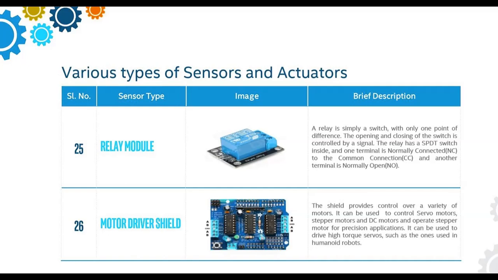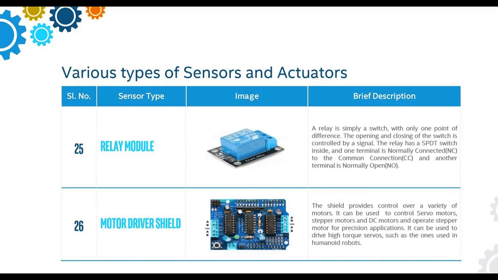We have a motor driver module itself. We can connect two to three motors, or two to four motors, by using this particular motor driver IC. The shield provides control over a variety of motors. It can be used to control a servo motor, stepper motor, and DC motor, to operate stepper motors for precise applications we can use in robotics itself. It can be used to drive a high torque servo, such as one used in a humanoid arm, a robotic arm, or a robotic machine.